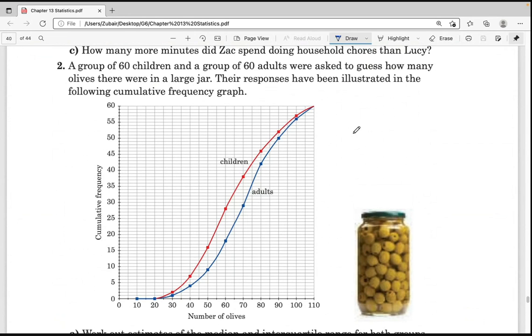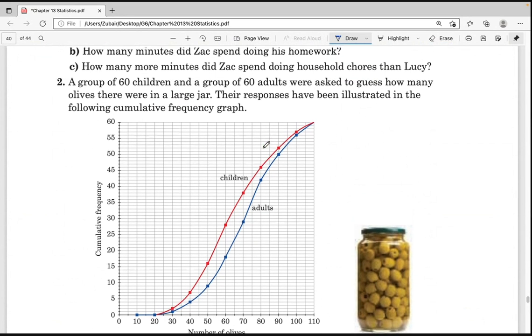Now, looking at children and adults, on the x-axis I can see the number of olives, on the y-axis is the cumulative frequency. So I can see that adults are consuming more olives. Do you agree? If we draw a horizontal line at 30, children are consuming this much and adults are consuming this much. So right-hand shift means more.